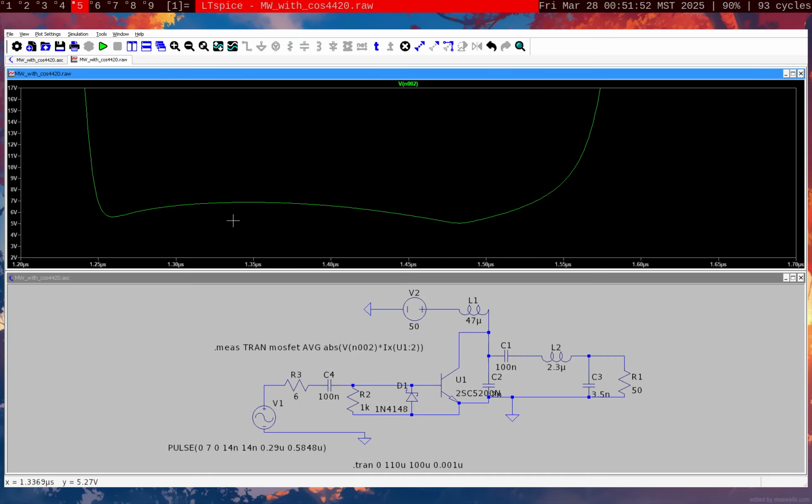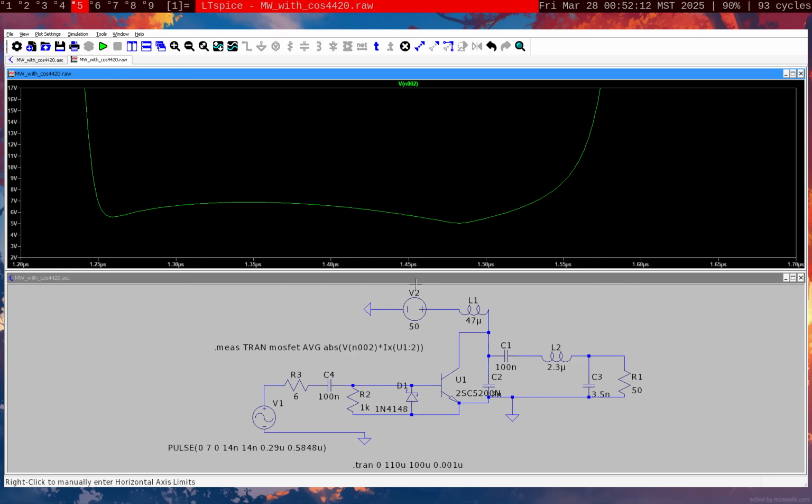So guys, maybe I'm not understanding something, but in this video I want to show the difference between using a MOSFET in an RF circuit and using a bipolar junction transistor. So kind of an interesting observation I'm making here.